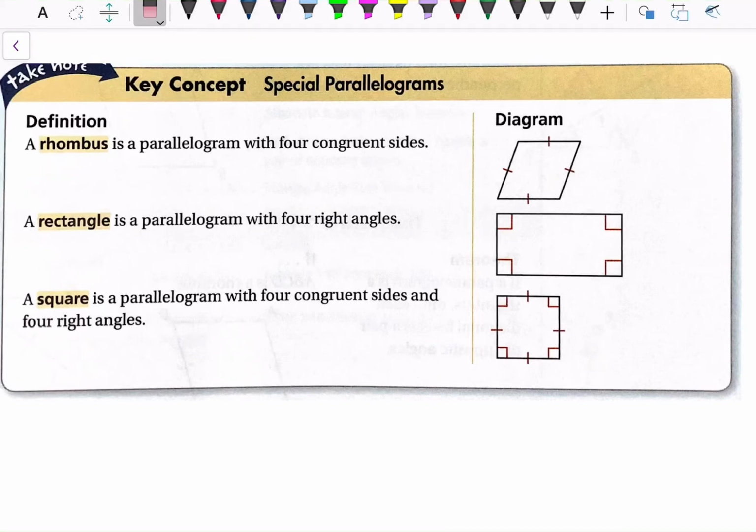Today's lesson is over three special types of parallelograms. We have a rhombus, a rectangle, and a square.